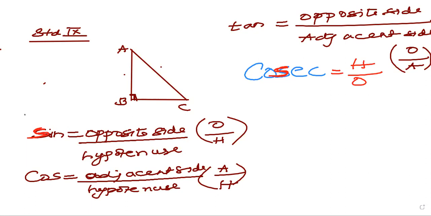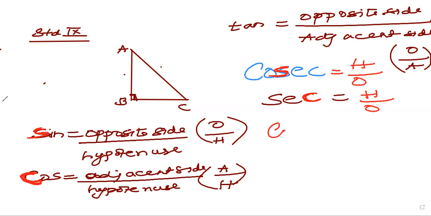In the same way, children, next, sec of an angle. Just have a look at the sec. The third letter of sec is C. C से start होता है cos. So sec is a reciprocal of cos. H upon A, hypotenuse upon adjacent side.